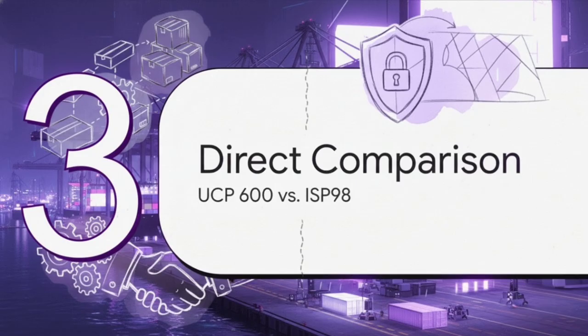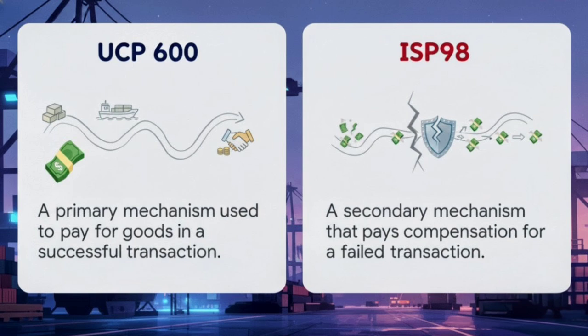Okay, so we've looked at the payment tool and we've looked at the safety net. Now, to really make sure this is crystal clear, let's put them side by side and compare them directly. First, let's look at their core function. It all comes down to this. UCP 600 is for payment. It's the primary way to make sure money changes hands for goods in a successful trade.